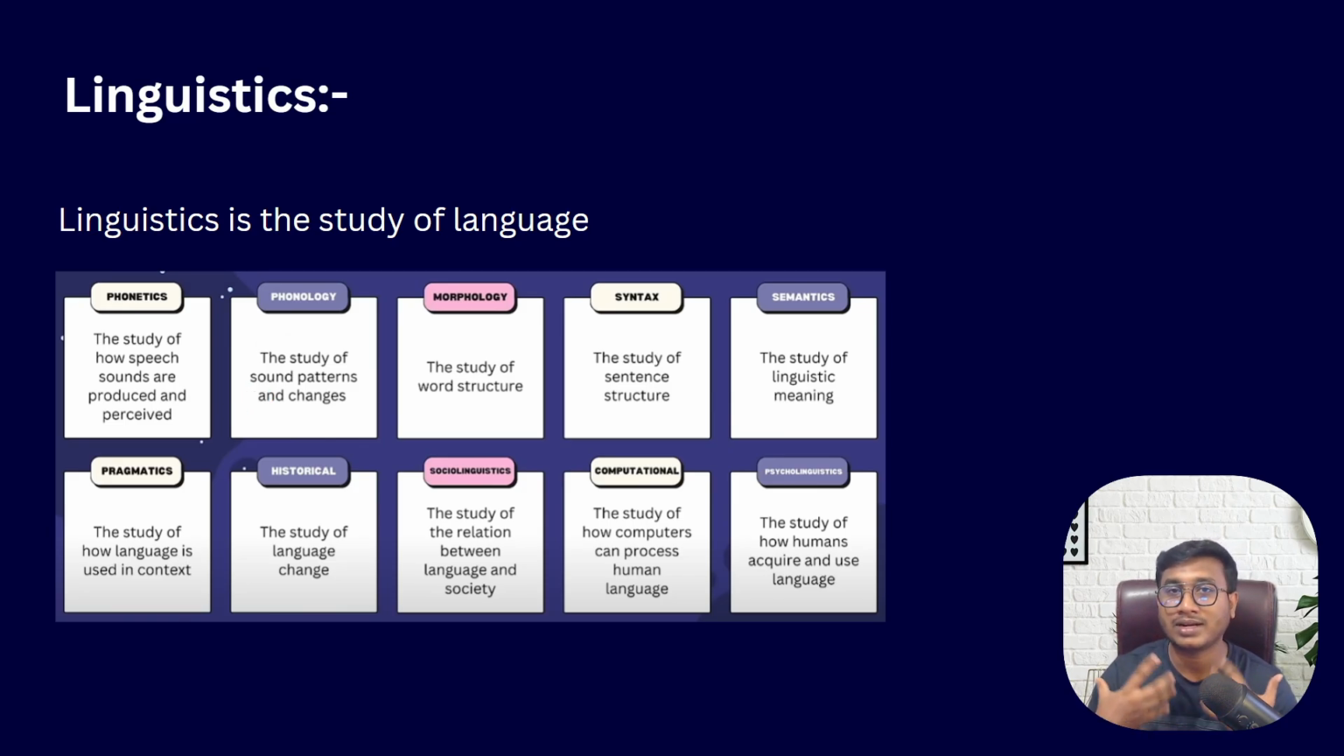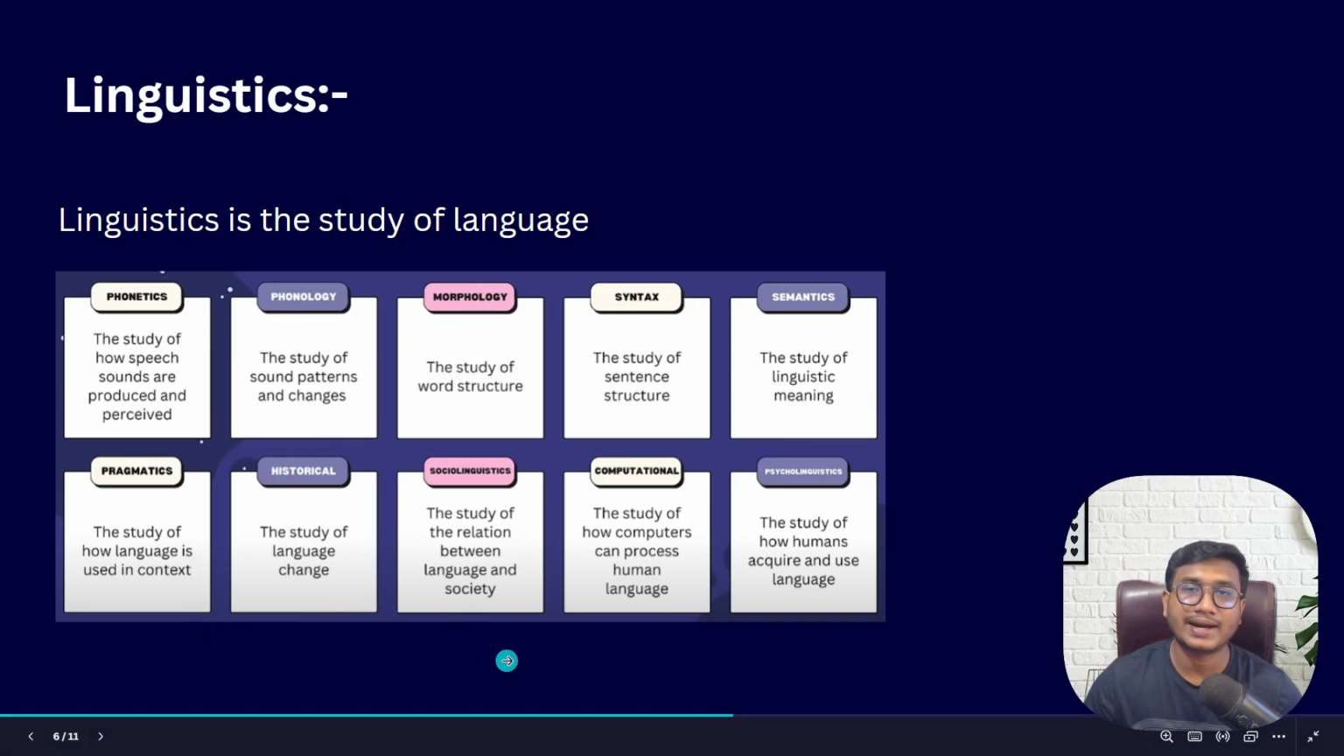That means whenever we are speaking any language, how the sounds look like, how you are pronouncing a particular word, this is called phonetics and phonology. Got it? Then there is morphology, the study of word structure. Then syntax, the study of sentence structure, that means whatever grammar you usually learn inside English. Then you also have semantics, the study of linguistic meaning. Then pragmatics, the study of how language is used in context. Then historical linguistics, the study of language change, and so on. You can see these are the linguistics available to study language.